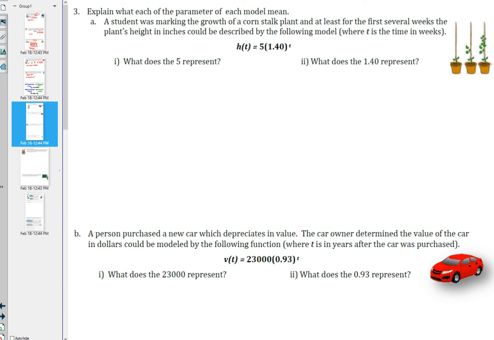That looks painful. A student was marking the growth of a corn stalk, and at least for the first several weeks the plant's height could be described in the following model. What does the 5 represent? If they've already modeled it for you, we're not modeling. What does that 5 represent there? Good, because we're measuring height, so this is going to be the initial height. What does the 1.40 represent? Yeah, that's the growth factor. The plant is growing.